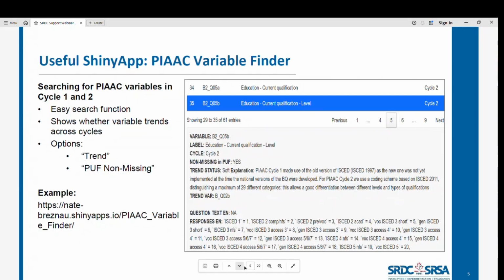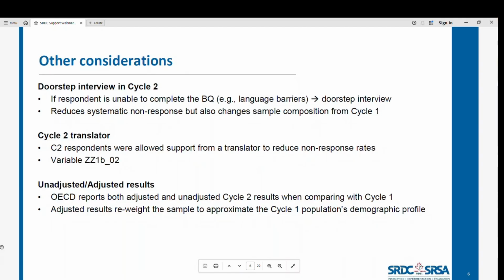Absolutely. Okay, next slide. And then just some other considerations to keep in mind for cycle one and two comparisons. The doorstop interview in cycle two: if respondents were unable to complete the background questionnaire, for instance due to language barriers or literacy difficulties, they instead completed a very short interview called the doorstop interview. It had just a couple of questions and was meant to keep people who would have been filtered out in cycle one because of language difficulties in the data. So this helped reduce systematic non-response in cycle two. It got people who in cycle one were non-respondents. But it also does mean that the sample composition between cycle one and two was further changed because it's incorporating people who weren't necessarily captured in the first cycle.